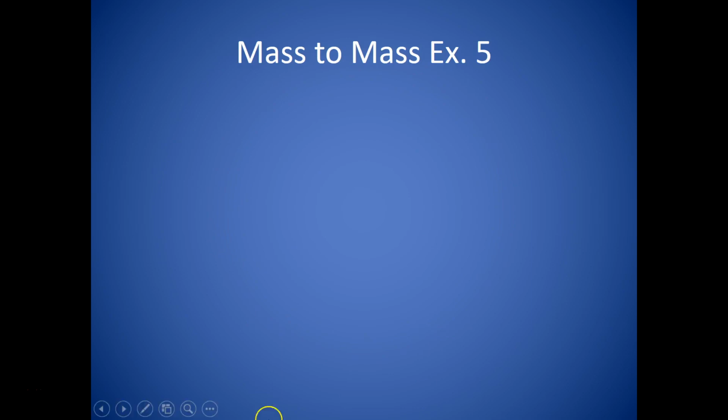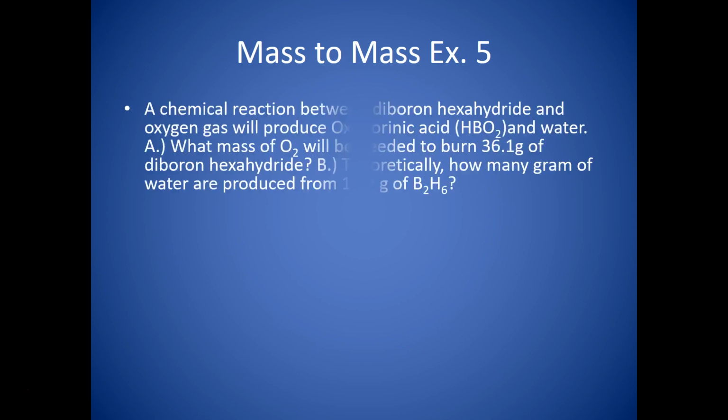I know these are a little bit tricky, but I want you to try this one on your own. But let's think about some things first. First up, our problem is a chemical reaction between diboron hexahydride and oxygen gas will produce oxoboronic acid, HBO2, and water. 2 questions for you. A, what mass of oxygen will be needed to burn 31.6 grams of diboron hexahydride? And B, theoretically, how many grams of water are produced from 19.2 grams of B2H6?